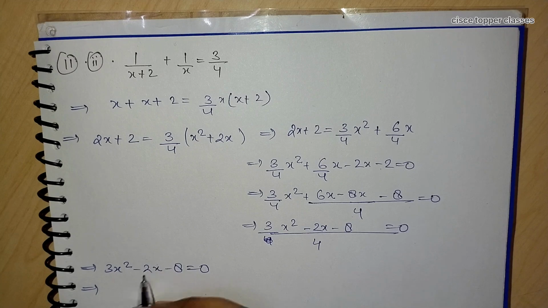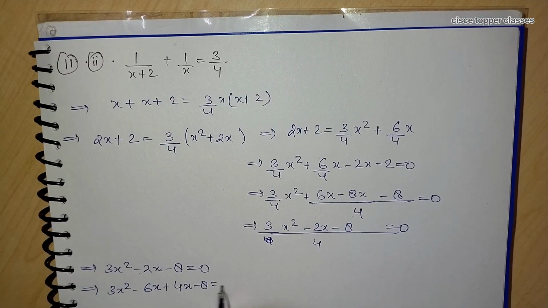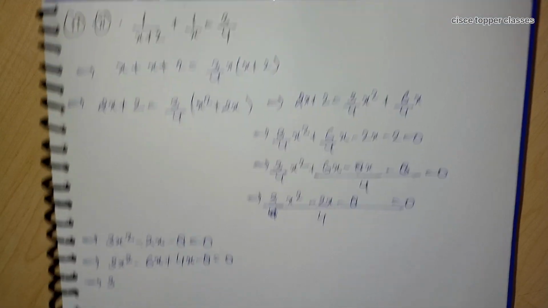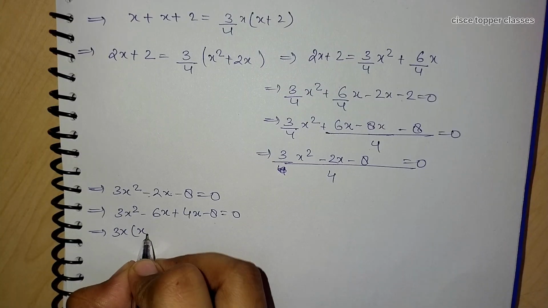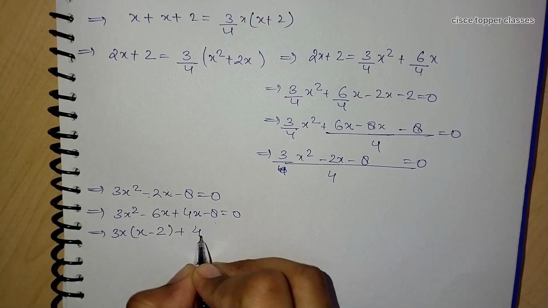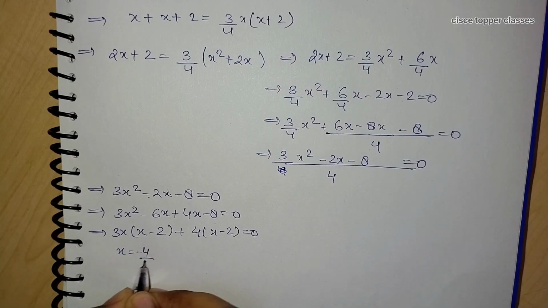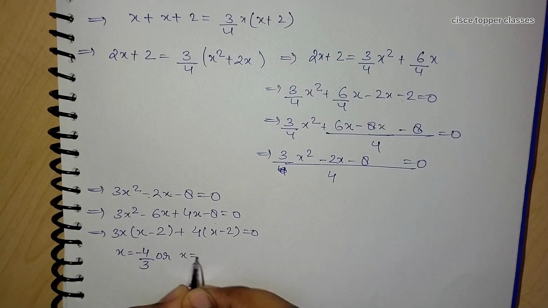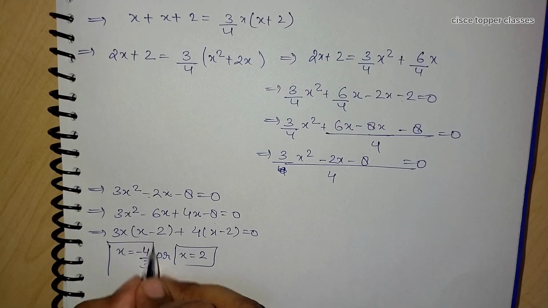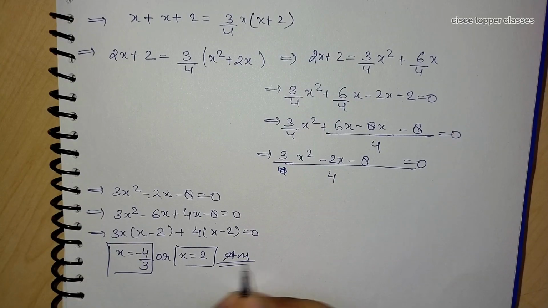So now we can take minus 6x plus 4x, so that we can get minus 2x here. So 3x square minus 6x plus 4x minus 8 equal to 0. Here 3x is common. We will get (x minus 2)(3x plus 4) equal to 0. x is equal to minus 4 by 3 or x is equal to 2 is the final answer in this question. So this is the answer here.